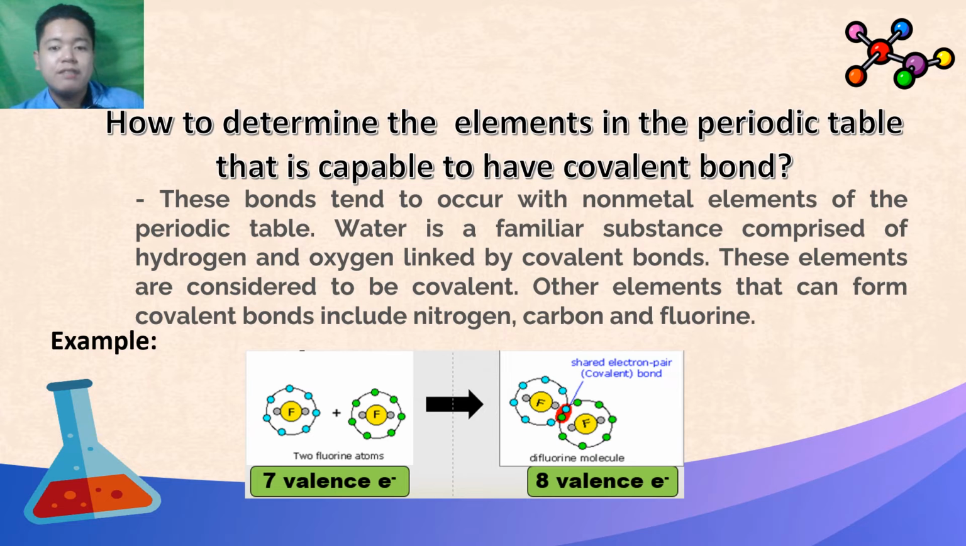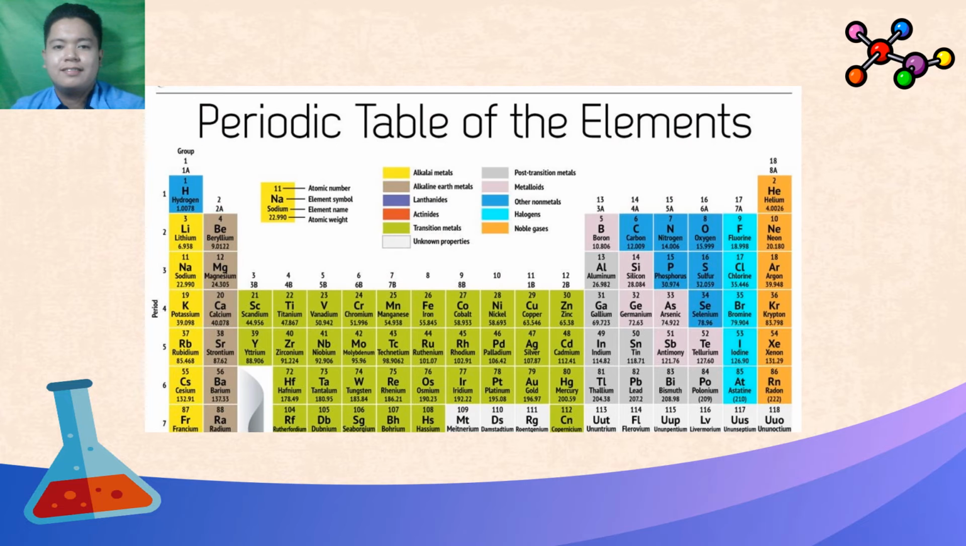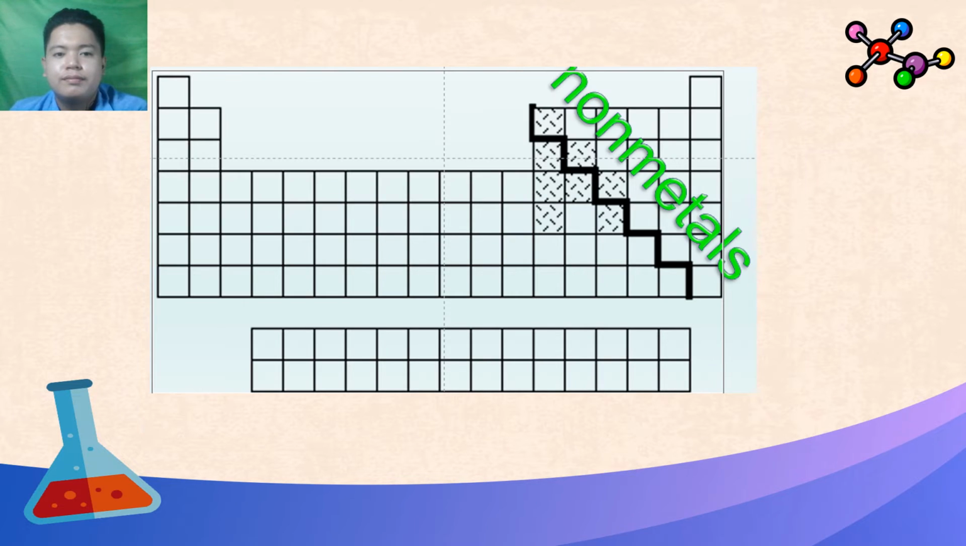As you can see from the example below, a fluorine atom has 7 valence electrons, and when these two are combined, they form a covalent bond with a stable octet. So this is the periodic table of elements, and in this part, you can identify most of the nonmetals.